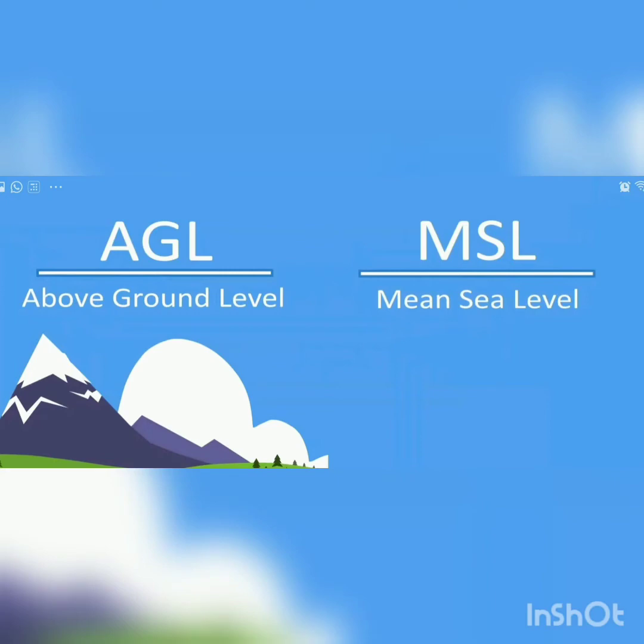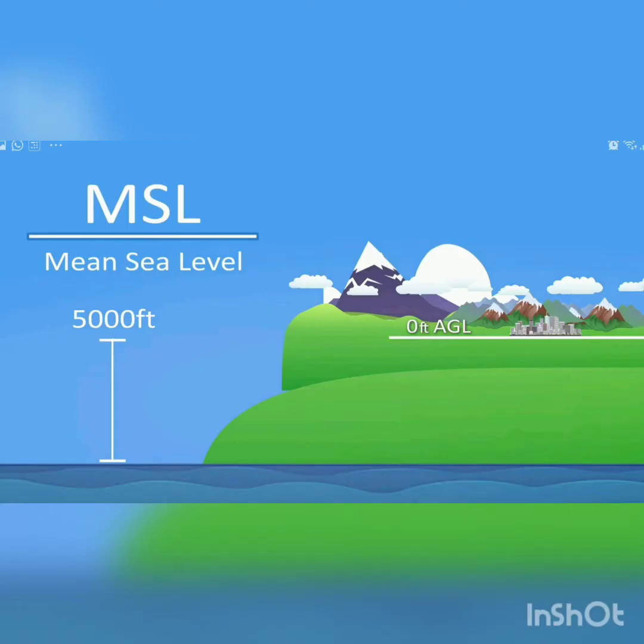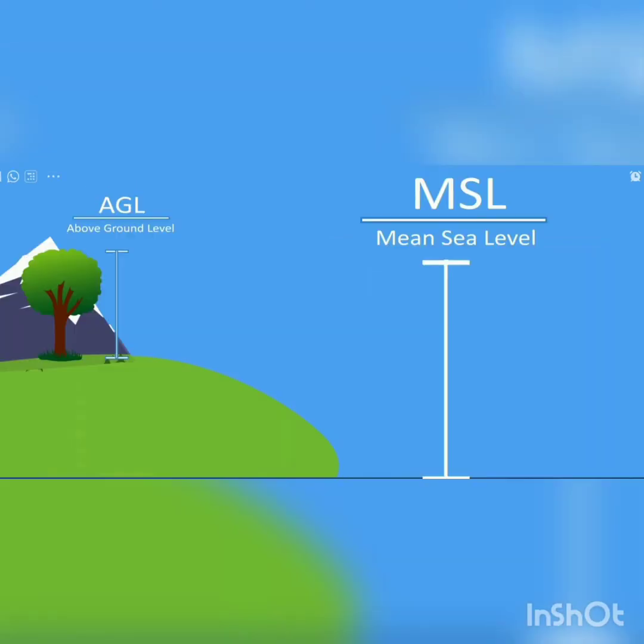So here children, now we have two terms given here, AGL and MSL, above ground level and mean sea level. Mean sea level is there in your book already, but I will explain what it is. It is from the surface of the sea. They take a point on the sea surface, that is the 0 feet, and from there they calculate the height of the land. Suppose it's a mountain or plateau, they calculate.